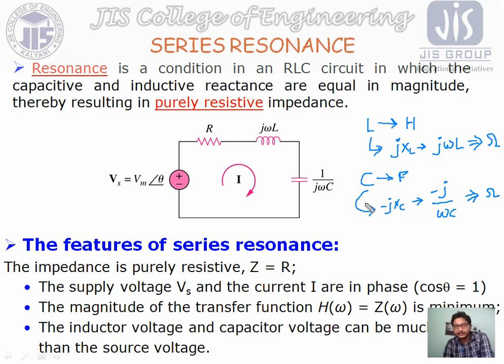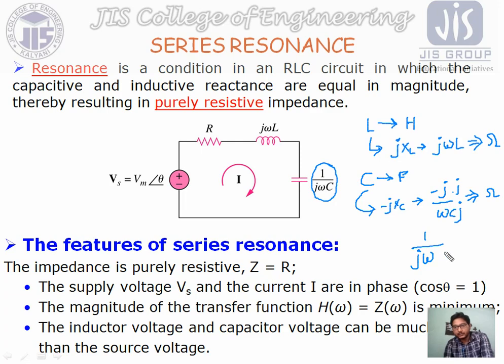And again here is written 1 by j omega C. It's nothing but the same thing: if we multiply both the numerator and denominator by j, it comes to this equation. How will it be? It will be j square. J square means minus 1. Minus 1, minus this, minus that, will be plus. So plus 1 divided by j omega C, that we can write. So no problem.